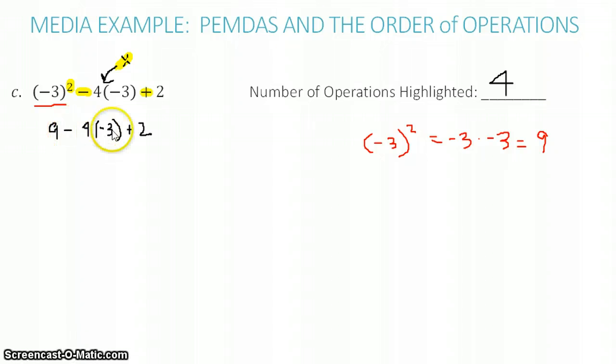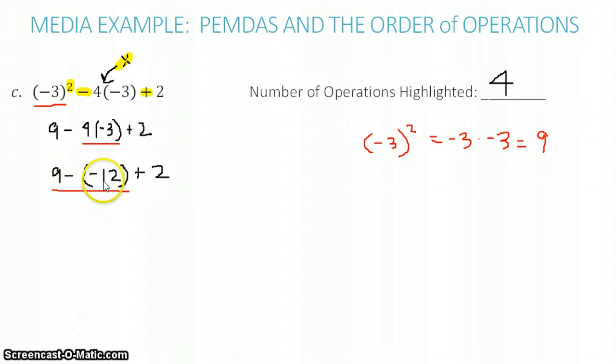Now we have subtraction, multiplication, and addition. So multiplication comes next. We'll bring down the 9 minus 4 times negative 3 is negative 12, since one's positive and one's negative. I'm going to put that negative 12 in parentheses, and the reason I'm doing that is because there's a subtraction sign here and I want to be able to keep track of which is subtraction and which is negative. Now we just have subtraction and addition left, and we perform those from left to right.